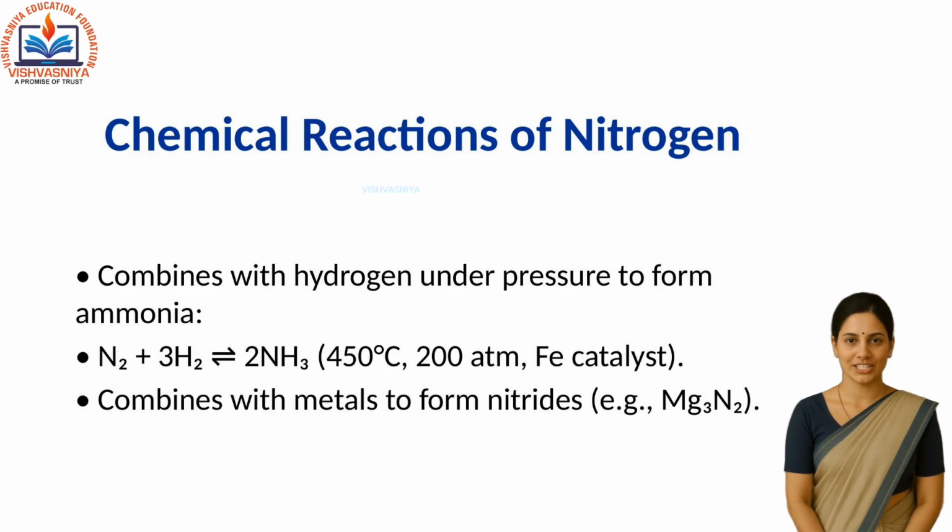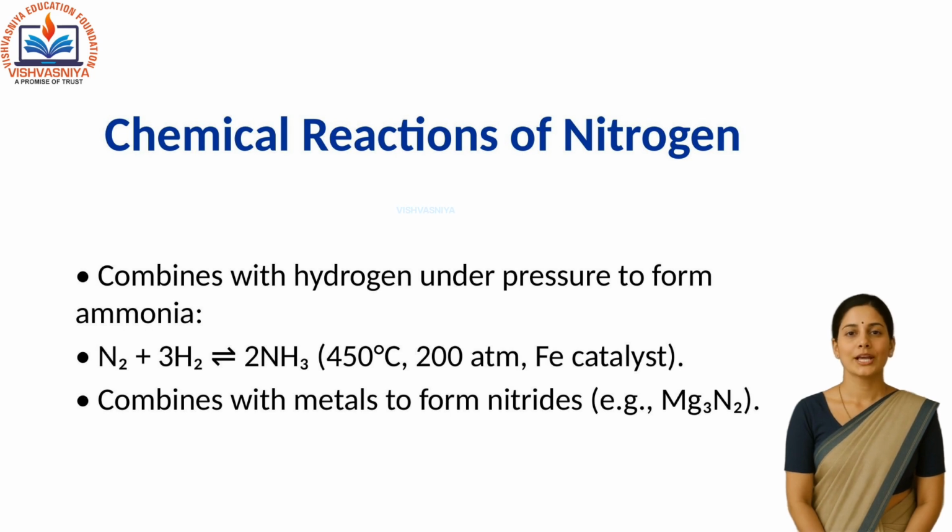Reaction 1. Formation of ammonia, Haber process. First reaction, nitrogen reacts with hydrogen to form ammonia. The equation goes like this: N2 plus 3H2 gives 2NH3. This reaction needs around 450 degrees Celsius temperature, around 200 atmospheres of pressure, and iron as a catalyst. The Haber process is essential for manufacturing fertilizers.